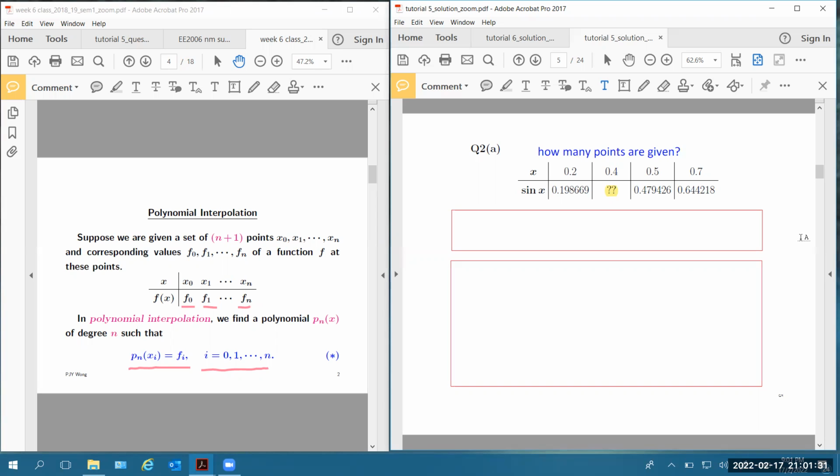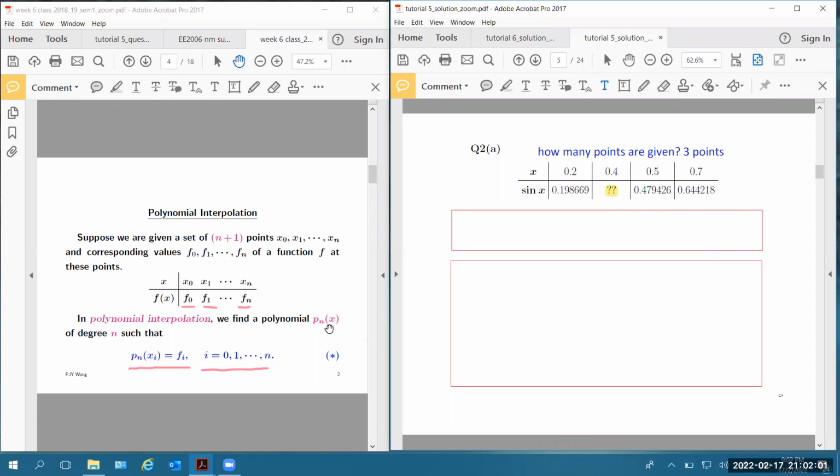3 points or 4 points? 4. Question mark also counted or not? And you see here, 0.4, this one question mark. Is it counted one given? Not counted. Okay, so question mark means the point is not given. All right, so actually what is given is just 3 points. So we are given 3 points.